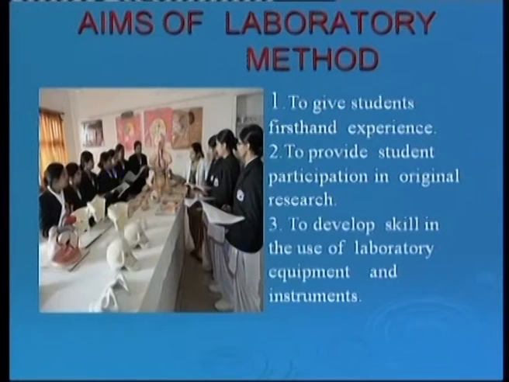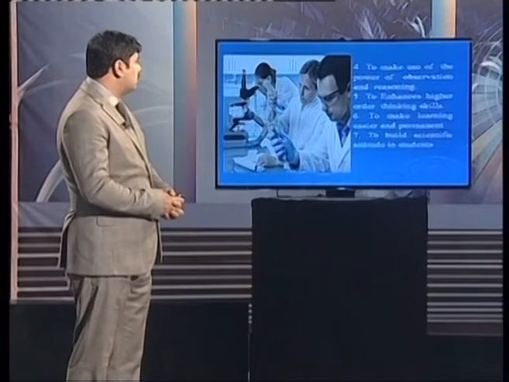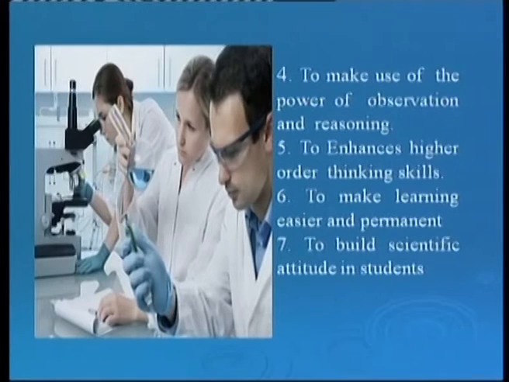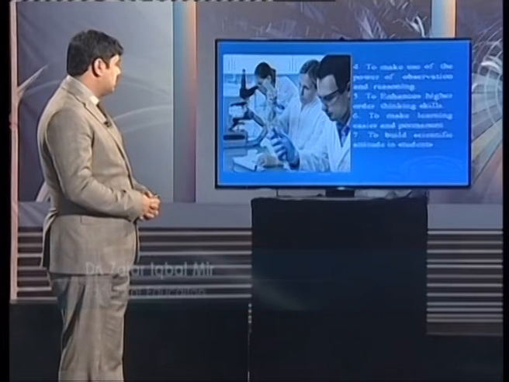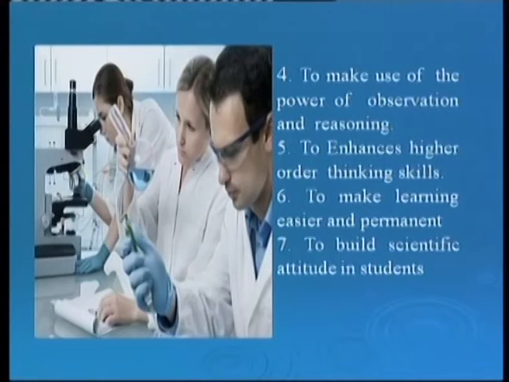Okay, next, what is the aim of the laboratory method actually? The first aim is to give students first-hand experience. The second is to provide student participation in original research, to develop skill in the use of laboratory equipment and instruments, to make use of the power of observation and reasoning, and to enhance higher order thinking skills. I will discuss later how this method develops higher order thinking skills in students. It also makes learning easier and permanent, and the last aim is to build scientific attitude in students.